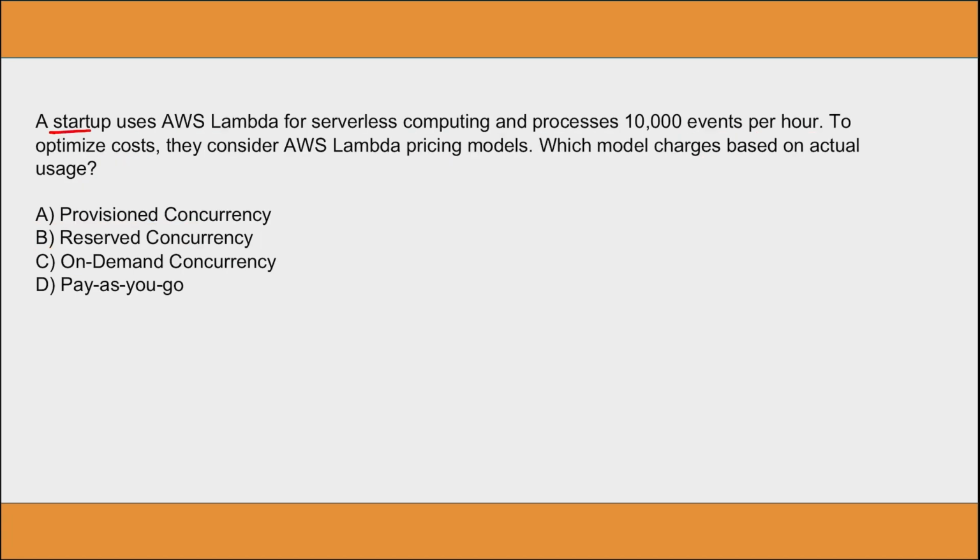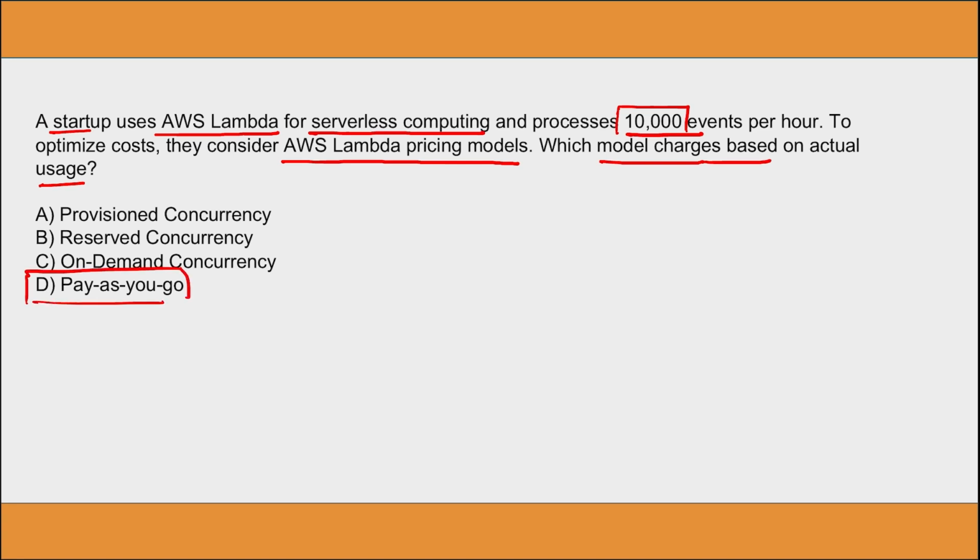Next, there is a startup that uses AWS Lambda for serverless computing and processes 10,000 events per hour. To optimize the cost, they consider AWS pricing models. Which model charges based on the actual usage here? So direct question, which model charges based on the actual usage? So we saw that for AWS Lambda, pay as you go is the best way to proceed. Correct? So pay as you go pricing charges based on the actual usage. There will be no upfront commitment here or termination fees.